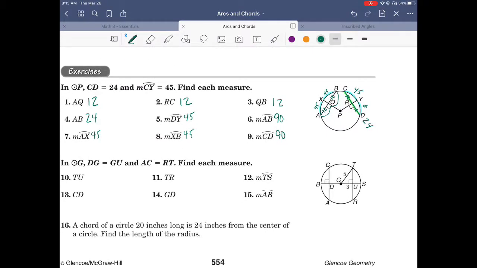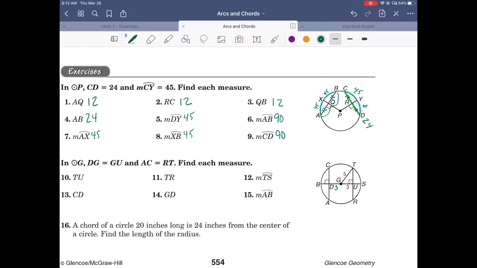All right, in circle G, DG is congruent to GU. So GU is 3, DG has to be 3. Doesn't bother me.